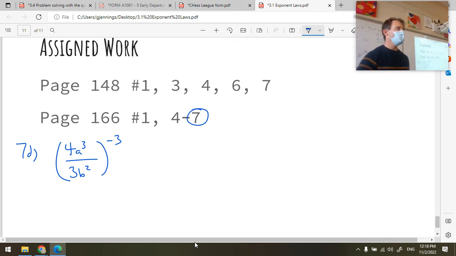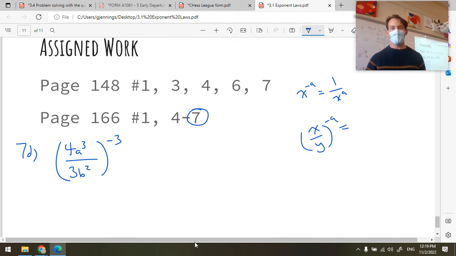So, there's a few ways to do this. Do you want to see the easy way or the hard way? Okay, I'll show you the easy way first. The easy way is, oh, I have a negative exponent. Those are annoying. Let's get rid of the negative exponent. I remember this. x to the negative a is equal to 1 over x to the a. If x is a fraction, let's say x over y to the negative a, well, that would be equal to y over x to the a, which would be equal to y to the a over x to the a.